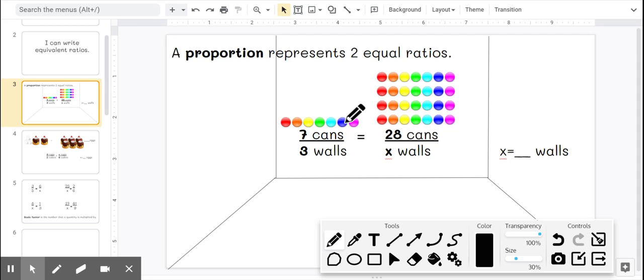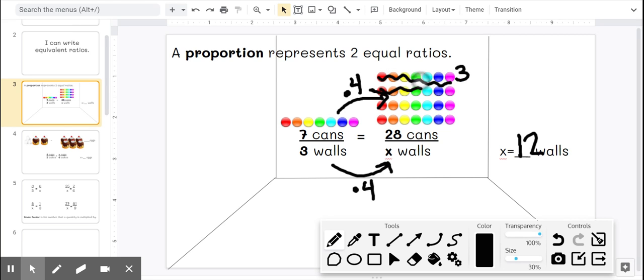Well, we used to have 7 cans of paint, and now we have 28. That is 4 times as much paint. So we'll be able to paint 4 times as many walls. 3 times 4 is 12. 12 walls. We can also think about that with the picture. This top row here would be 3 walls, and then another 3, and another 3, and another 3, just to confirm that it would be 12.